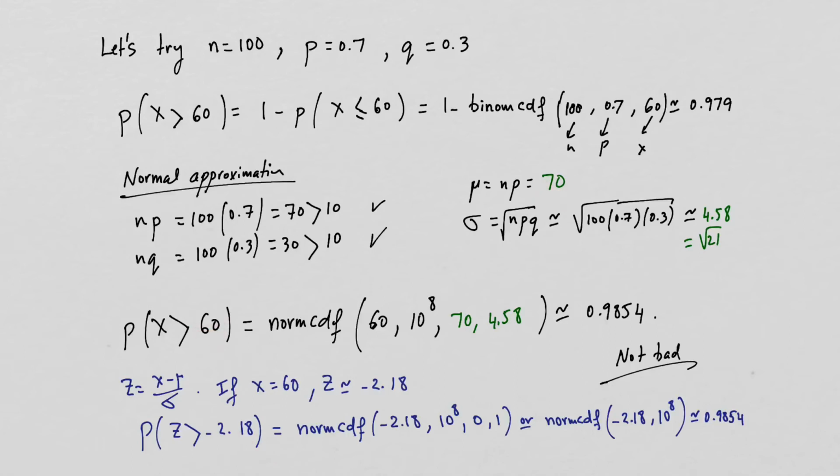Notice that this 60 is less than the mean. It's to the left of the mean. So you expect the z-score to be negative, and it is. Notice that the standard deviation is not too big. In other words, look.